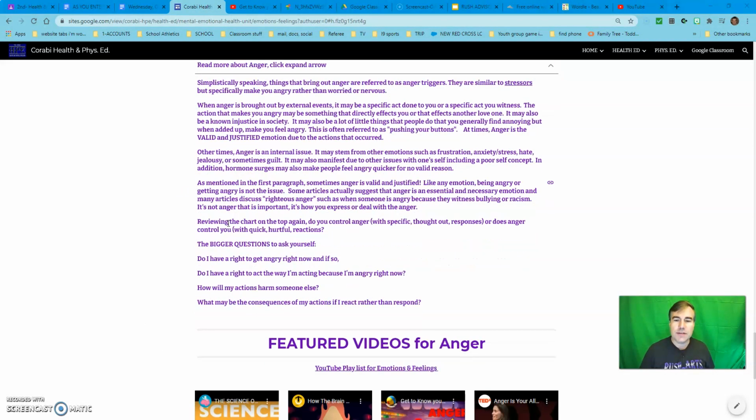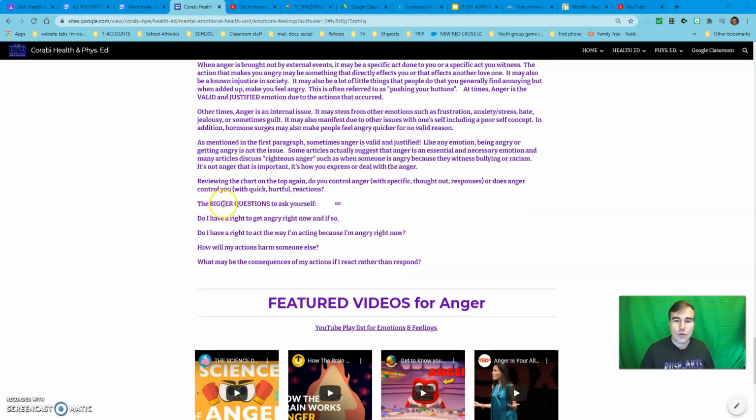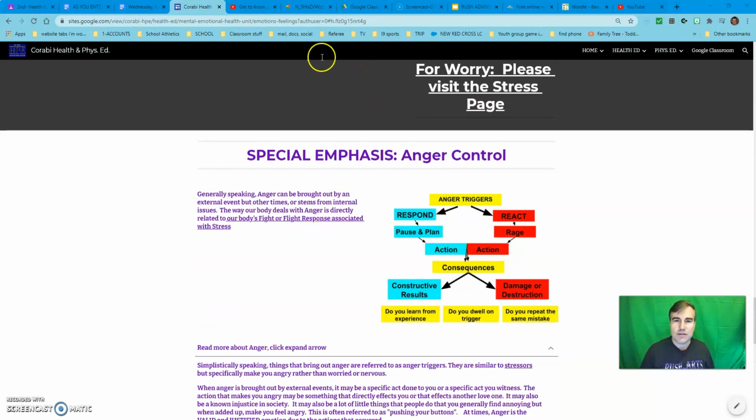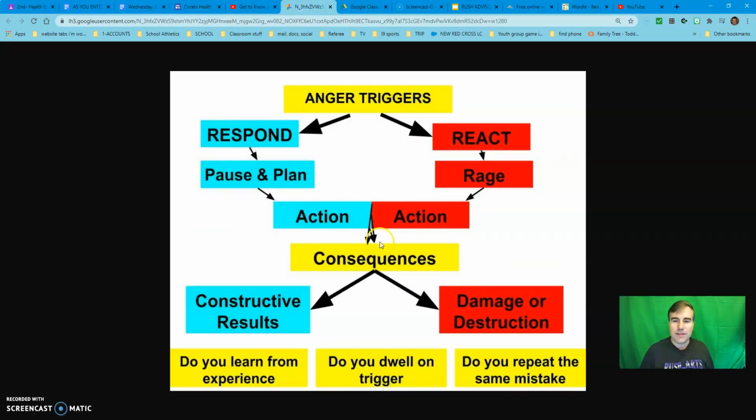Sometimes anger is an internal issue, and other times it's caused by external stimuli. So we're going to look at a chart, and I'll blow it up. This chart basically talks to you about the reaction versus responding of anger. So something happens, it causes anger to come out and invokes anger in you. It makes you mad, it makes you angry, whatever the type of thing.